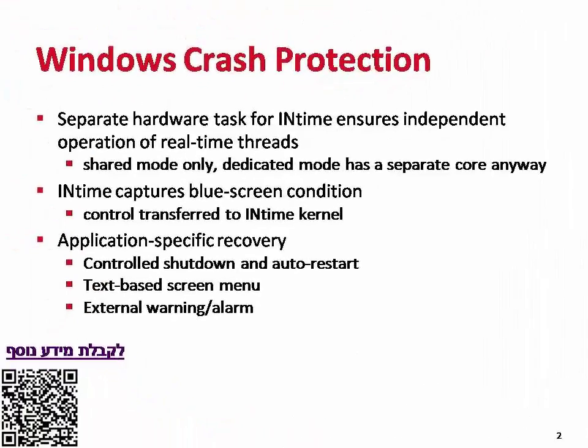Eantime's kernel enables the successful operation of real-time threads even in the event of a total Windows failure, also known as a blue screen crash. Failure diversion. Eantime captures Windows failures. Once captured, Windows is suspended, control transfers to Eantime's real-time kernel, and real-time threads continue to run, unaffected by the failure.